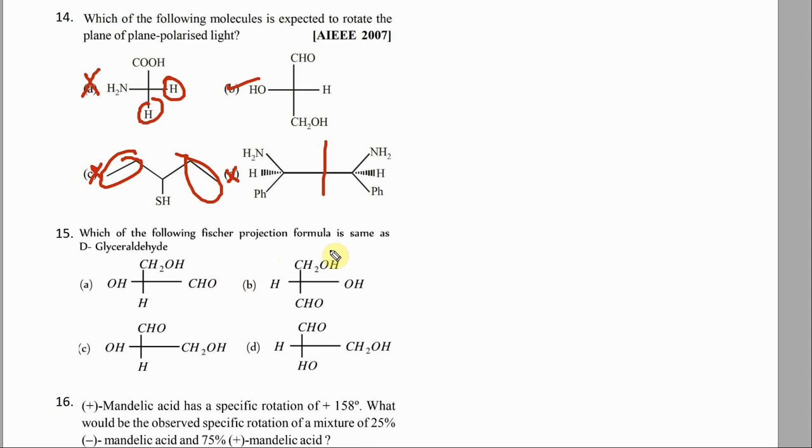Question 15. Which of the following Fischer projection formulas is the same as D-glyceraldehyde? D-glyceraldehyde means you should have CH2OH, CHO, OH here, hydrogen here.